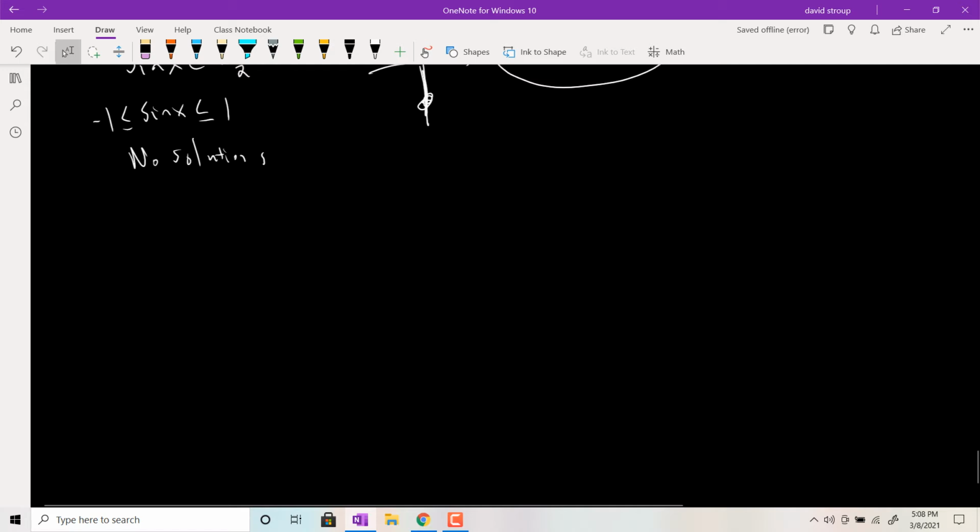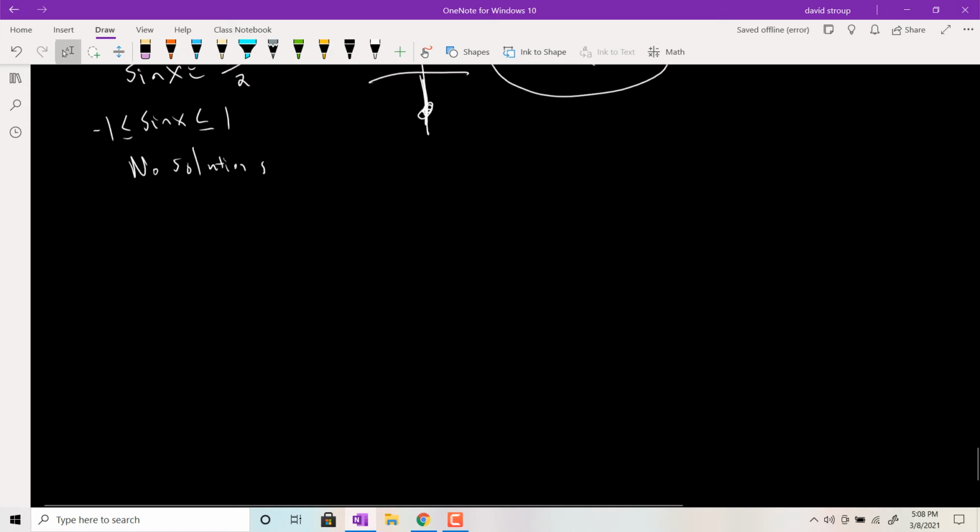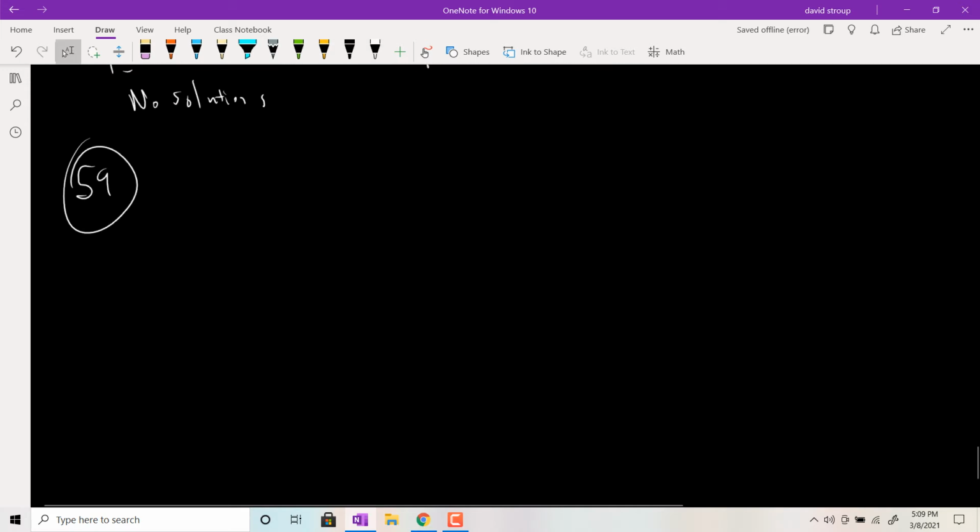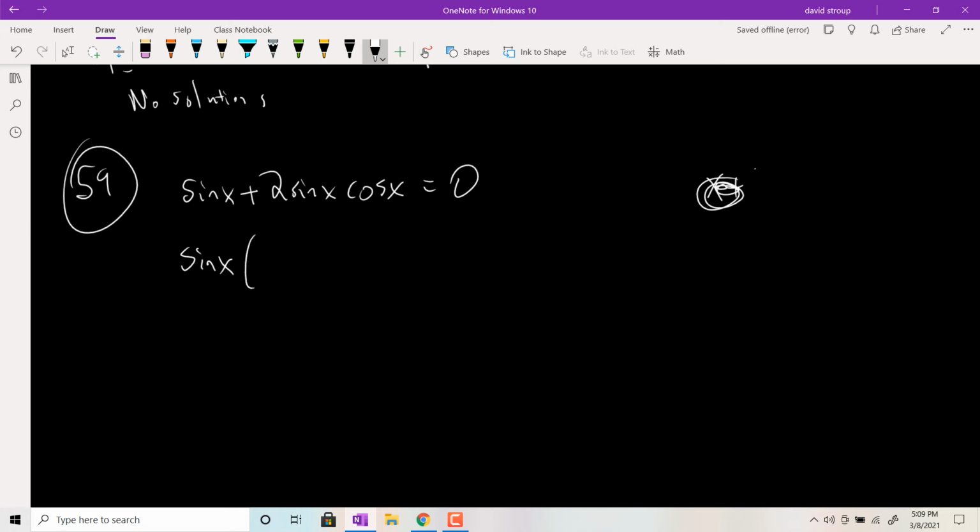So there are other things that are kind of quadratic but not quite, like number 59. You have sine of x plus 2 sine x cosine x equals 0. Here you can factor it. Factor a common sine x out of it, and then it looks like the end step in a quadratic. You just set each part equal to 0.